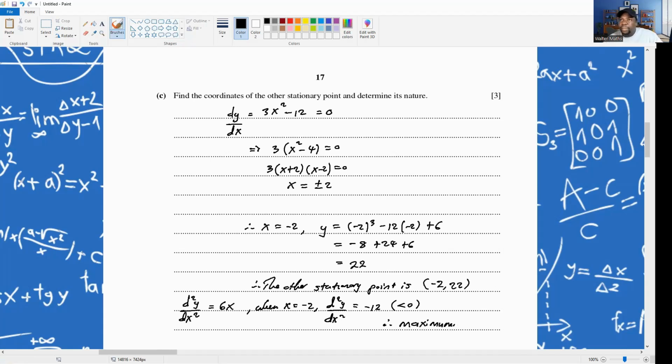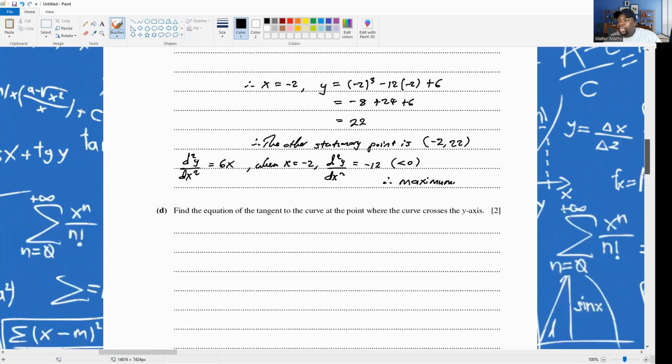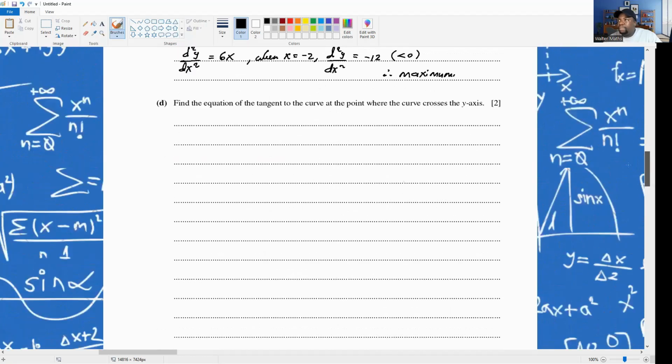Let's move on to the next question, part D. It says, find the equation of the tangent to the curve at the point where the curve crosses the y-axis. The equation of the tangent. To find the equation of a line, we know that we need to find the gradient. So let's find dy by dx.